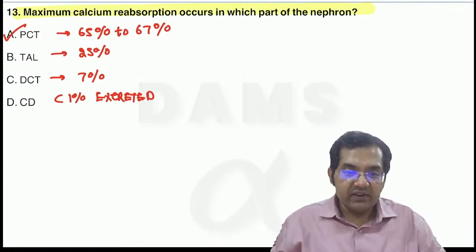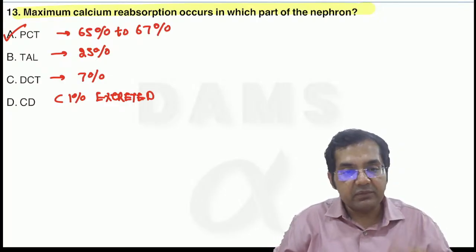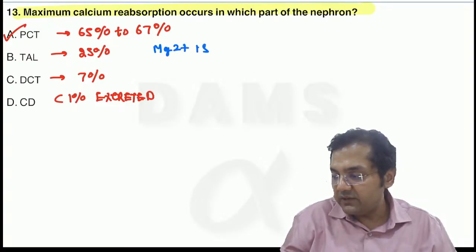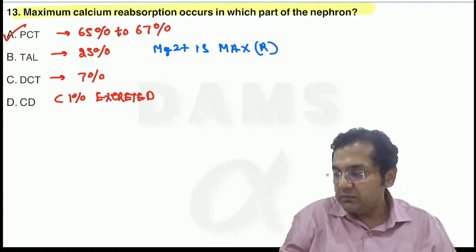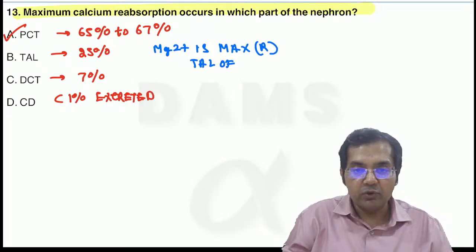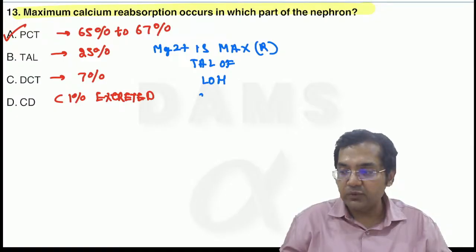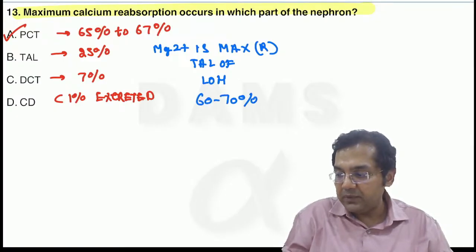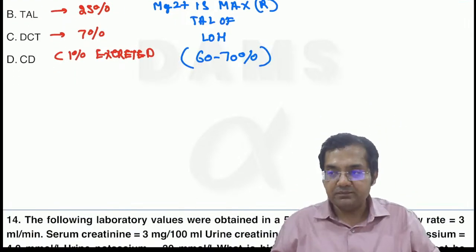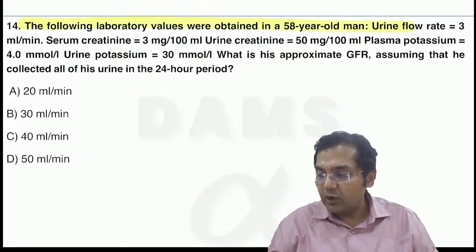Remember one additional question here. If they ask you which is the only ion which is maximally reabsorbed in the thick ascending limb of loop of Henle, please remember this tricky one. Magnesium has maximum reabsorption in the thick ascending limb of loop of Henle. Remember that. Around 65% of magnesium, 60 to 70, is actually reabsorbed in the thick ascending limb of loop of Henle, right? Very important one.